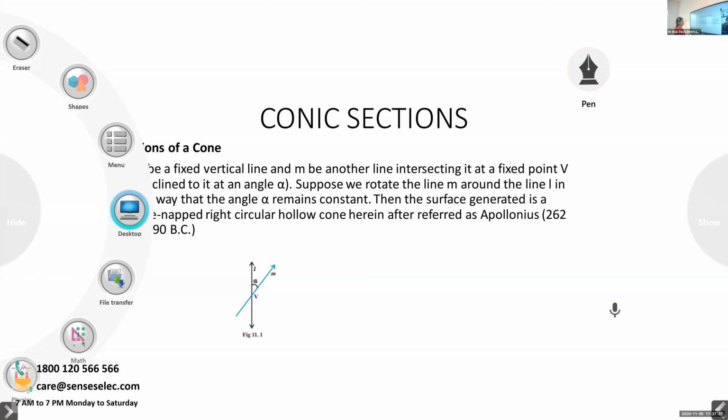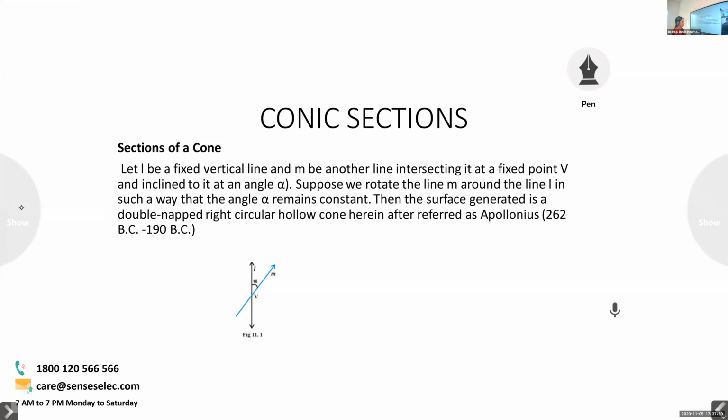Okay, good. In the morning, a few of them were not there, so I will just repeat it. The cone is generated by a fixed line and a rotating line. One fixed line is there and one rotator is there. When the line keeps rotating, you will get a cone.